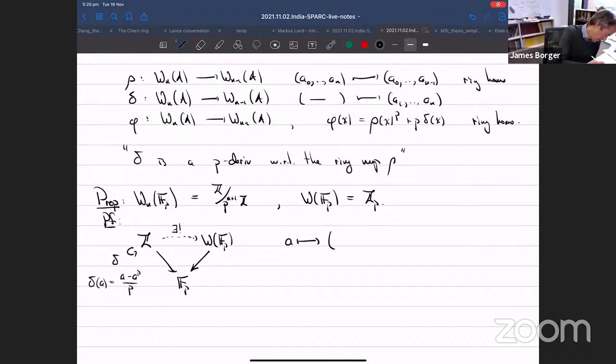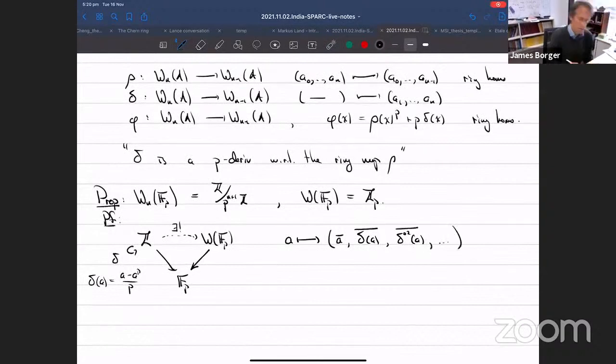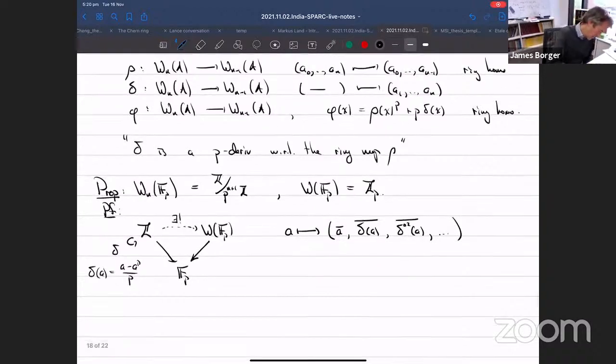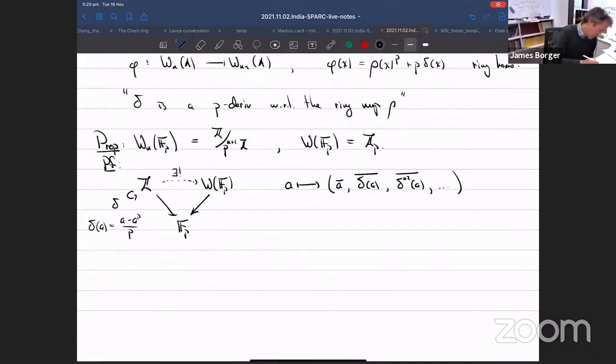And what does the universal property of the Witt vectors say? We apply all the iterates of delta to a, and we get an infinite sequence of elements of Z, and then we just project them to F_p. So I'll say a-bar is just a modulo p, and then we can take delta of a and then bar of that, and then delta composed with delta of a and bar of that, and so on. So that's what the map is. But it's actually quite easy to say what it is, so more precisely, suppose we write a is p^m u, where p does not divide u. So assuming a is non-zero, you can write it this way.